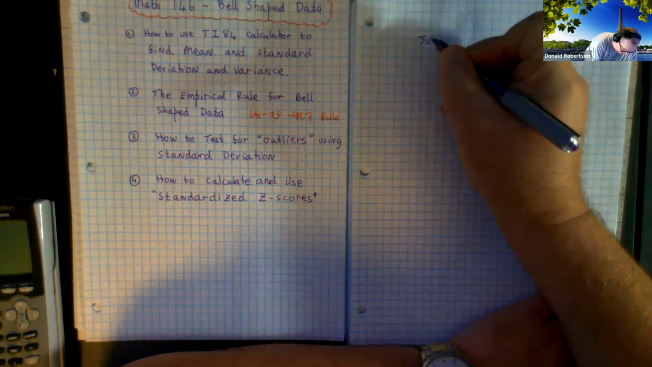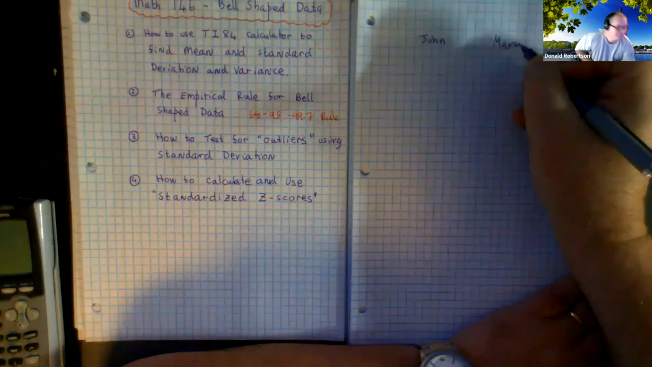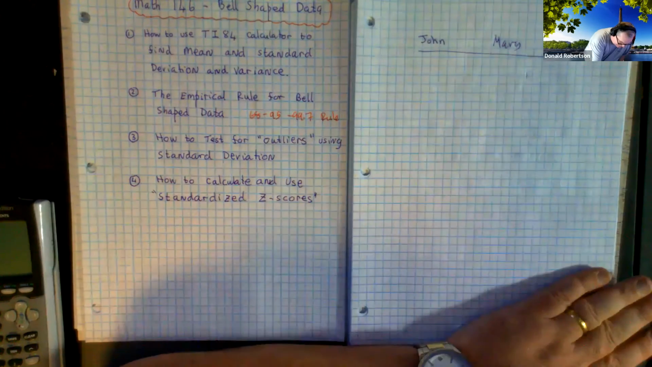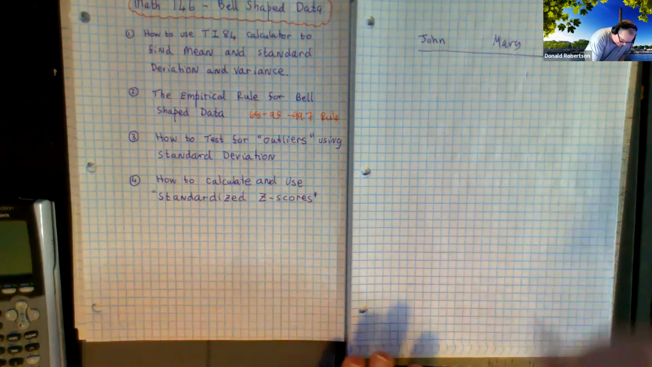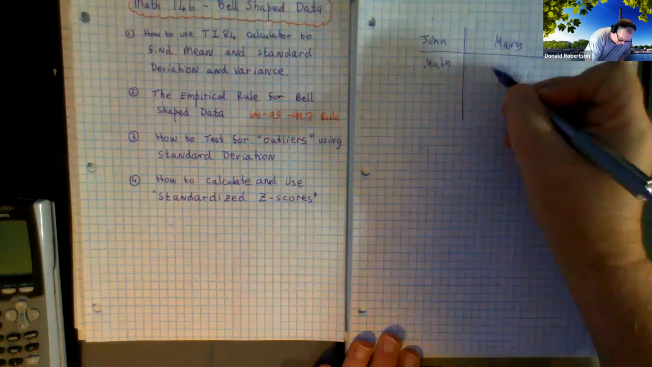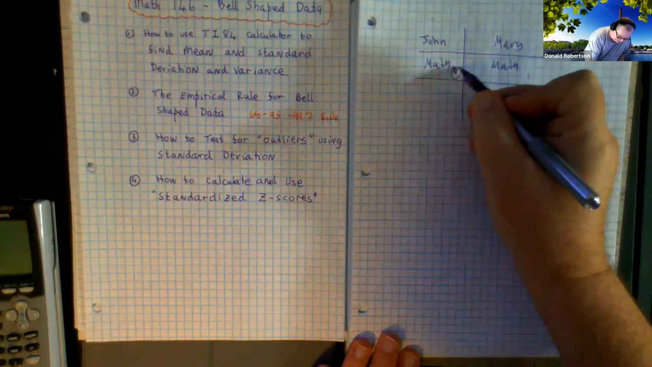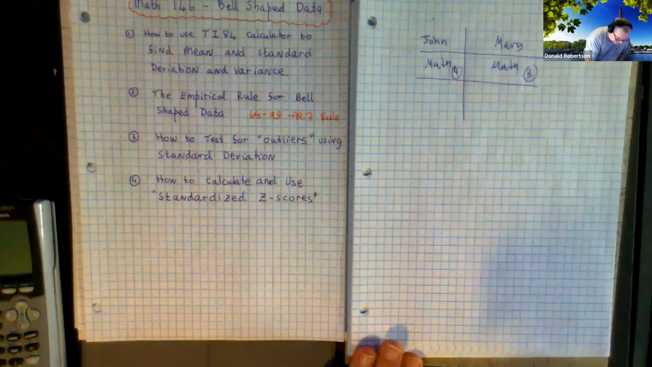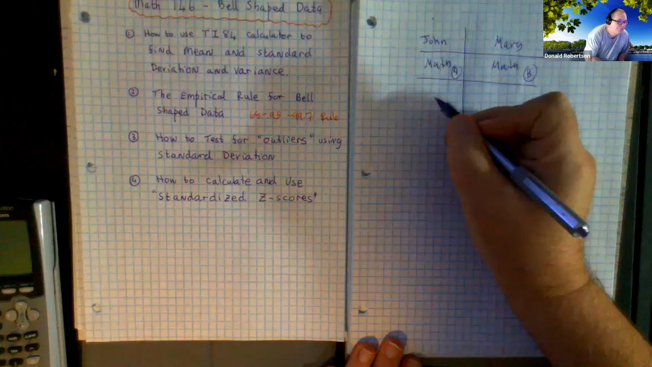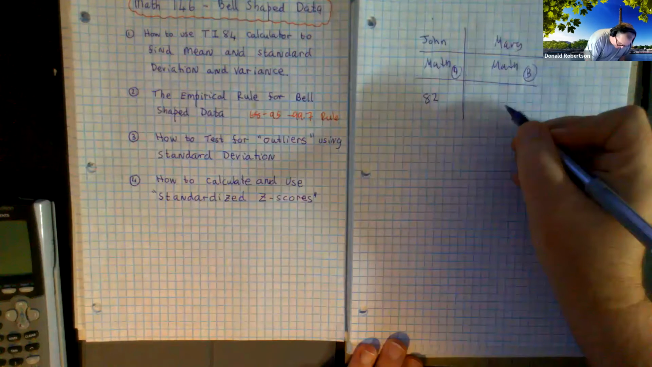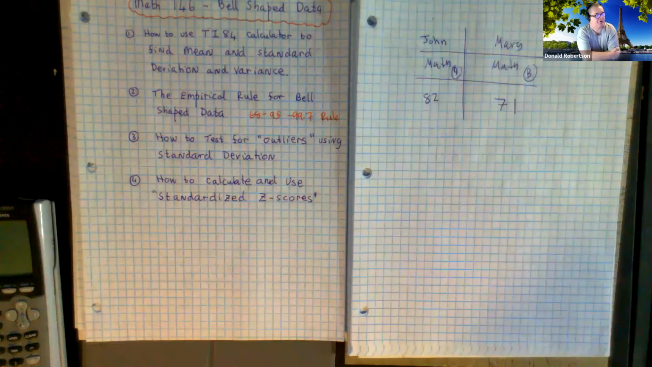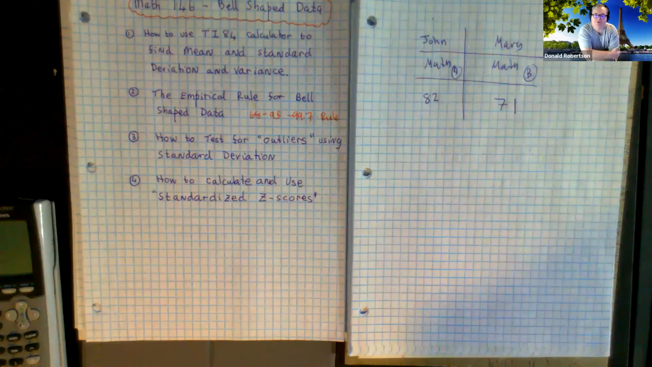John and Mary are twins, right? And John and Mary took a math test, but they were in different classes. He was in class A and she was in class B. And John got 82 in his test and Mary got 71 in her test. And John, because twins are like this, says, ha ha ha, I'm better than you. I got 82. I'm better at math. I'm giving her a real hard time.